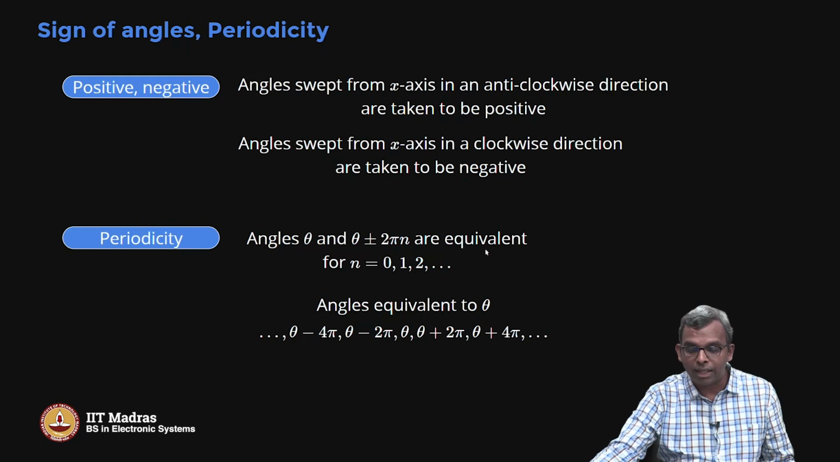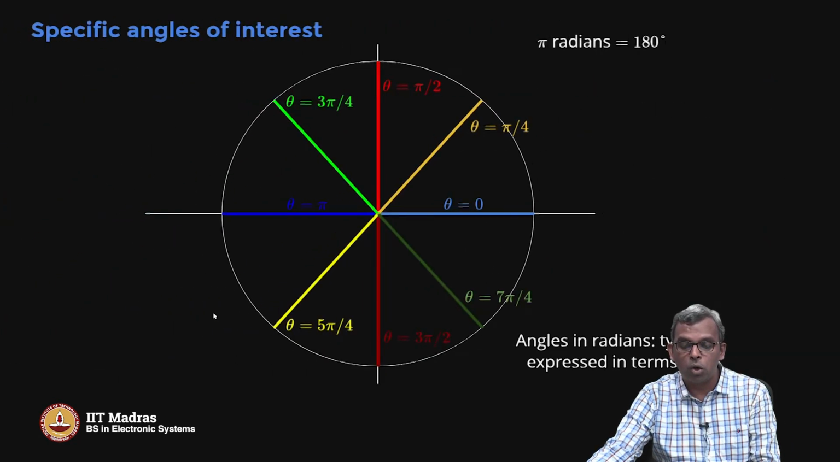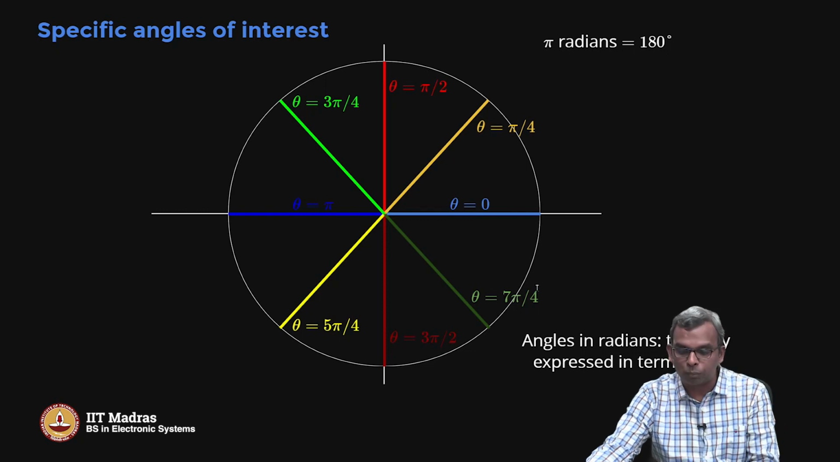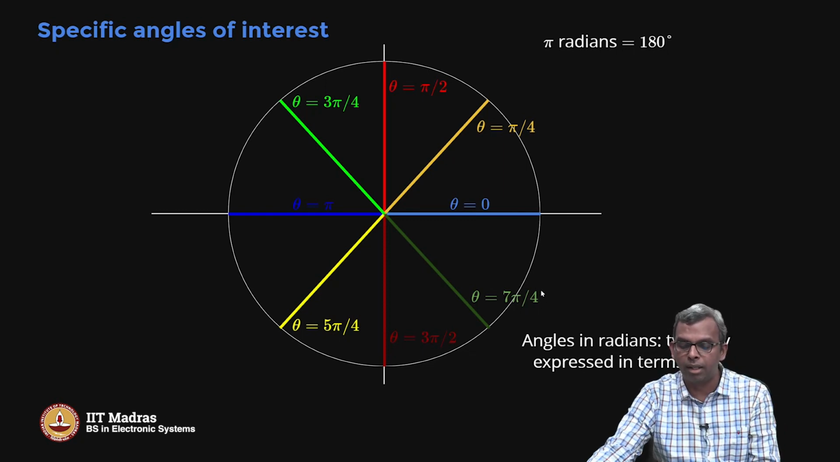So, if you have an angle theta, theta plus 2 pi, theta plus 4 pi, all of them are the same. Theta minus 2 pi, theta minus 4 pi are all the same. So, if you go back here, pi by 4 is there, that is okay. On the other hand, if you come to this side, you have 7 pi by 4. If I subtract 2 pi, 7 pi by 4 minus 2 pi, you will get minus pi by 4.